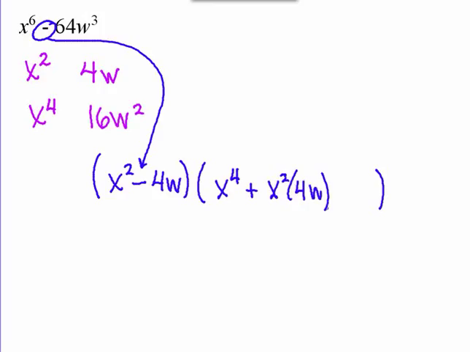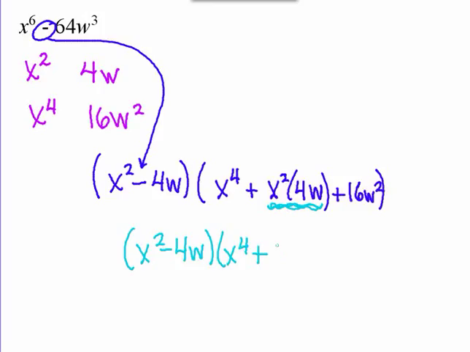What is the only number I haven't used? The 16w squared. And what is the sign of my last term always? Plus. The sign of my last term is always plus. Last thing, I need to multiply those two together, and then I'm done. So I have x squared minus 4w times x to the 4th plus 4x squared w plus 16w squared. Nice job.